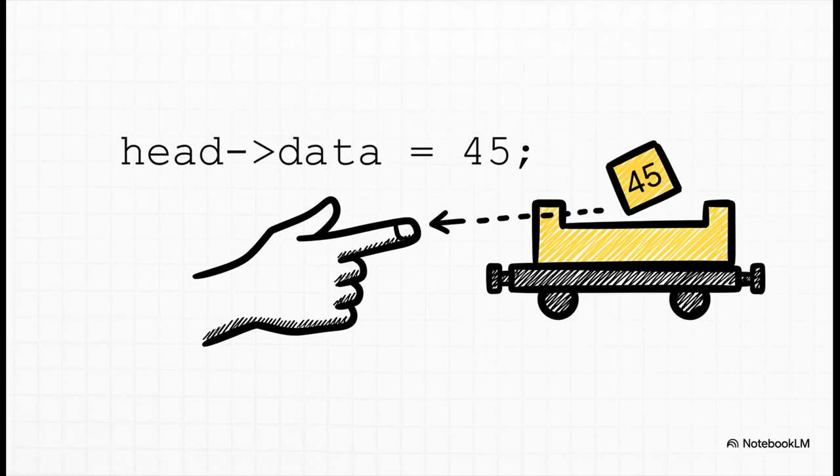The line head->data is pretty straightforward. We're saying go to the node that head points to, find its data field, and put the number 45 inside. And just like that, our train car is no longer empty.